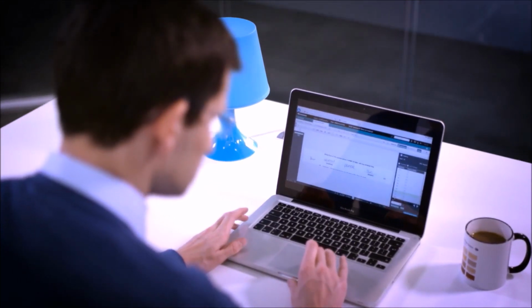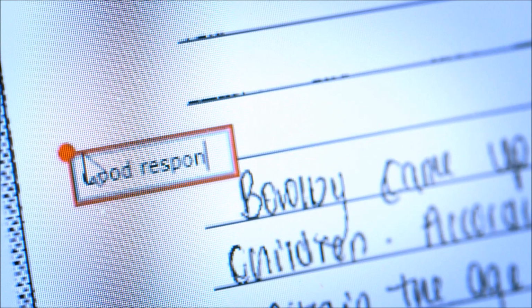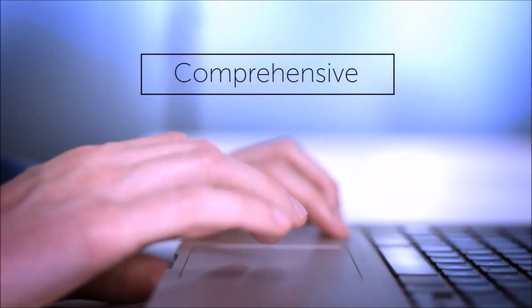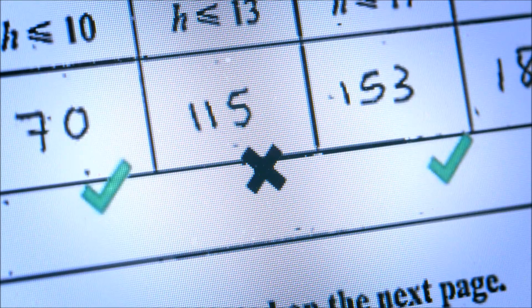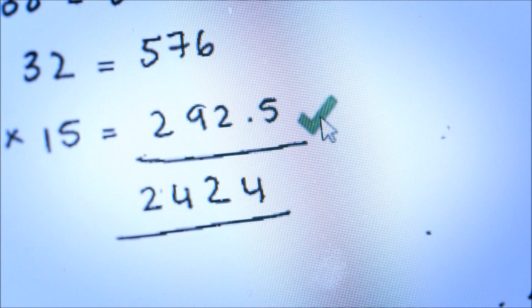The online system has a series of codes that the examiner uses to mark the exams and to give credit where students demonstrate the required skills and knowledge. Marks are given with a mouse click rather than the traditional examiner's red pen.